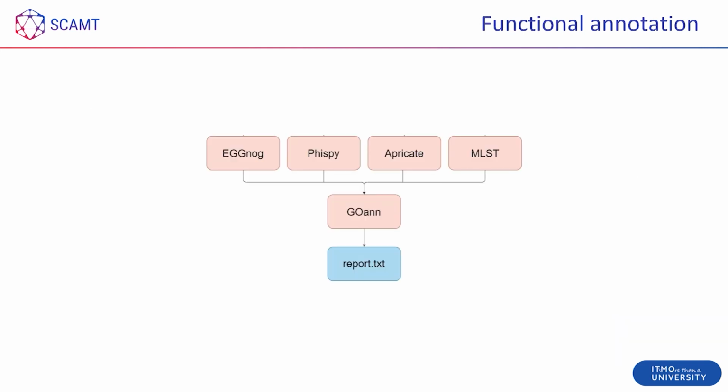The best annotation files from the previous stage move to the eggNOG-mapper tool for functional annotation with the Gene Ontology database, the PathoFact tool to find pathogenicity factor genes, the ABRicate tool to find antibiotic resistance and virulence genes, and the MLST tool to determine the MLST type. Then all output files are pulled together in a report file.